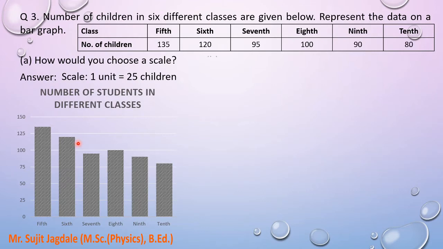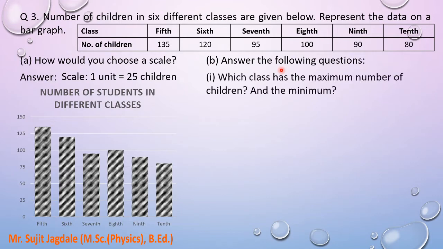Okay, now the next question is to answer the following questions. Some questions are given. Now we have drawn the bar graph. So the first question is to represent that data on a bar graph, and we have represented that data on the bar graph. Now we have to consider which class has the maximum number of children and the minimum.